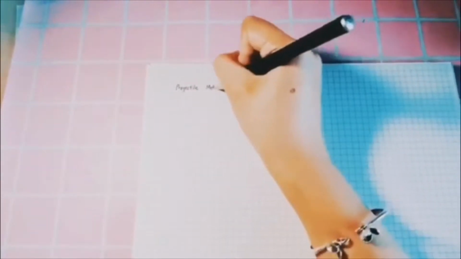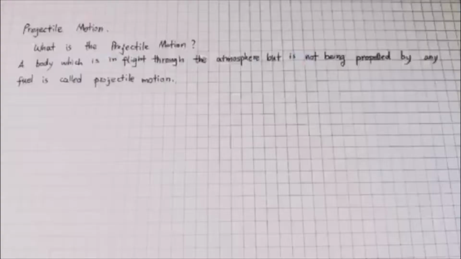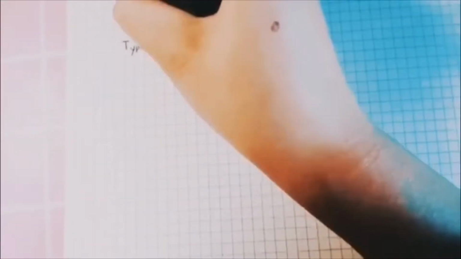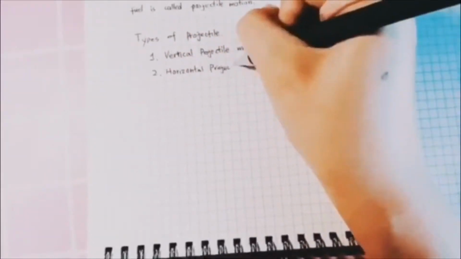Hello everyone, today let's talk about projectile motion. What is projectile motion? A body which flies through the atmosphere but is not propelled by any fuel is called projectile motion. There are three common types of projectile motion: vertical projectile motion, horizontal projectile motion, and oblique projectile motion.